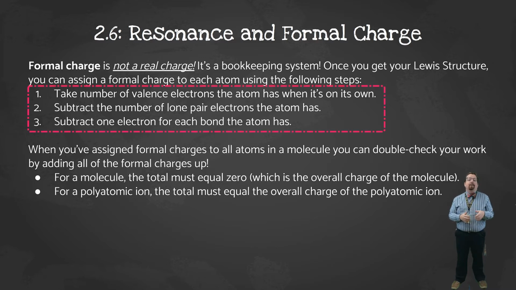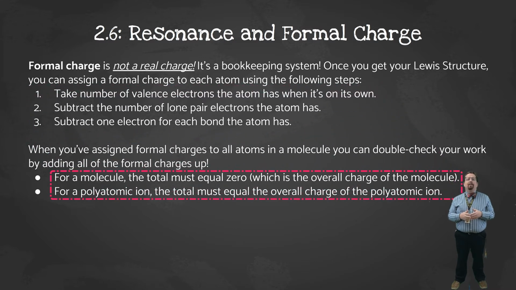To find the formal charge on an atom, take the number of valence electrons the atom would have on its own, subtract the number of lone pair electrons the atom has, then subtract 1 electron for each bond the atom has. Once you've assigned formal charges to all atoms, you can double check your work by adding up all of the formal charges together. The total should equal 0 for molecules. For polyatomic ions, the formal charges will add up to equal the overall charge of the ion.